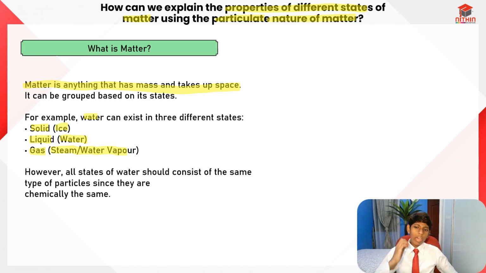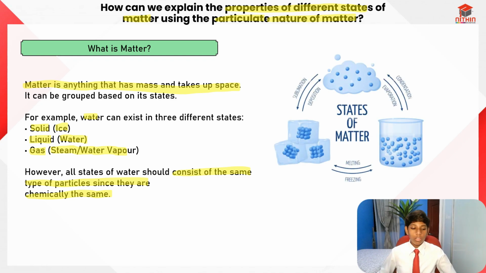However, all the states of water consist of the same type of particles since they are chemically the same. This is something important that you should know. All states of water, whether ice, water, or steam, water vapor, consist of the same type of particles, since they are chemically the same. I hope you understood that. These are the states of matter.